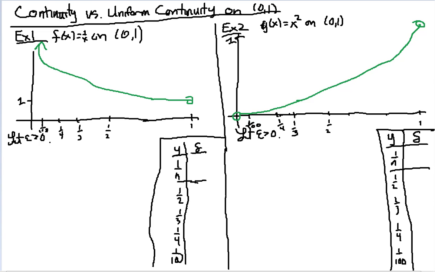This is a screencast on the difference between continuity and uniform continuity. Now I'm going to examine two functions on the same open interval, (0, 1): 1 over x, which looks very approximately like that, and x squared, which looks very approximately like that.